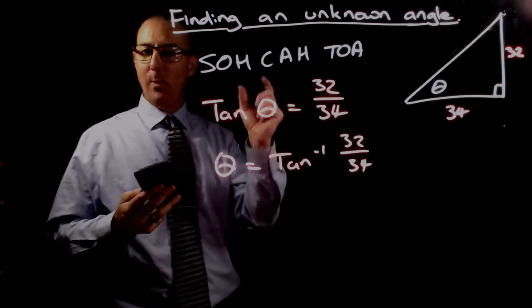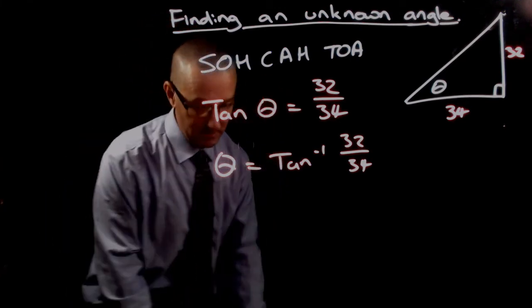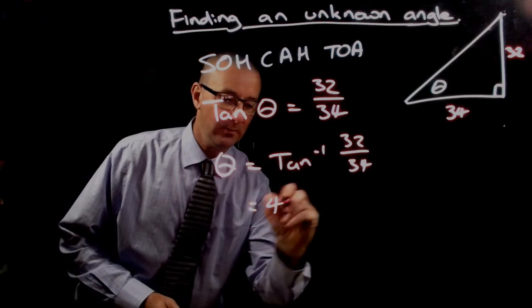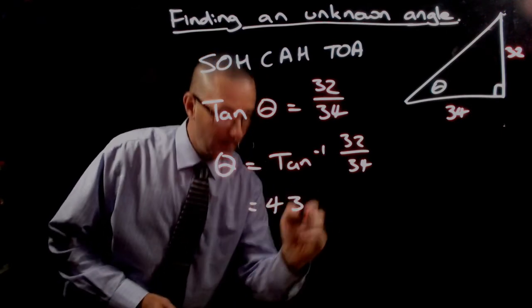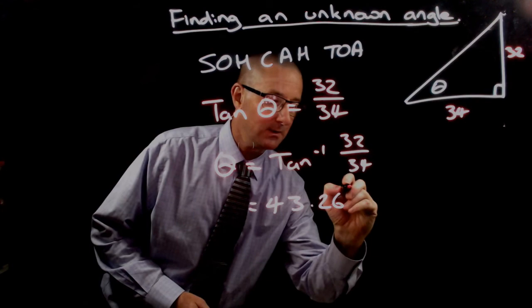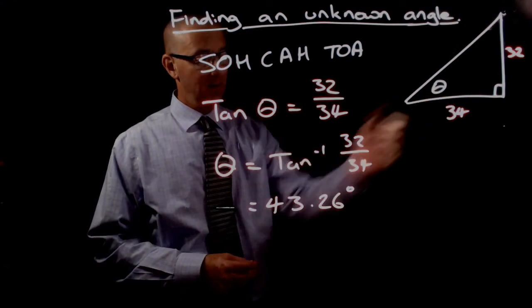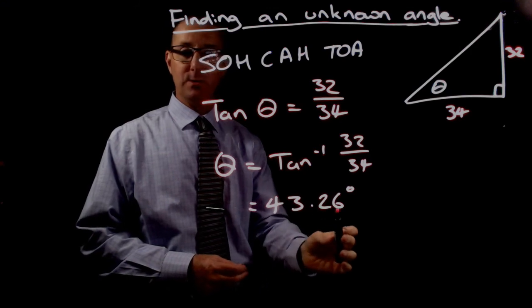43.26429541. And we're going to round that to 2 decimal places. And so when we round that to 2 decimal places, it's going to be equal to 43.26 degrees. And so we now know that our angle here, theta, would have been 43.26 degrees.